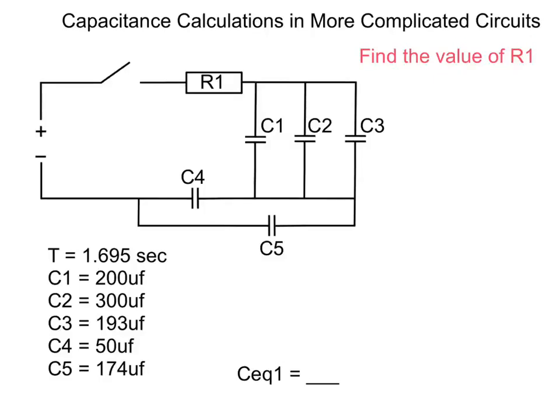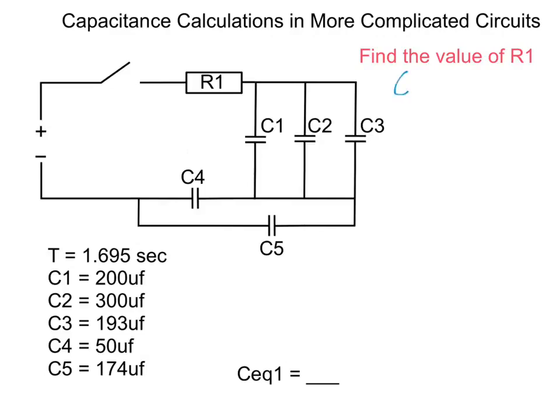In this video, we're going to look at how to calculate values in more complicated circuits, especially when we have capacitors involved. In this case, we're being asked to find the value of R1. However, we need to calculate our capacitors first so that they make one equivalent capacitor. We're going to begin with C4 and C5, as they are both in parallel, and we want to make them one equivalent capacitor so that we can make our circuit a little bit easier for us to work with.